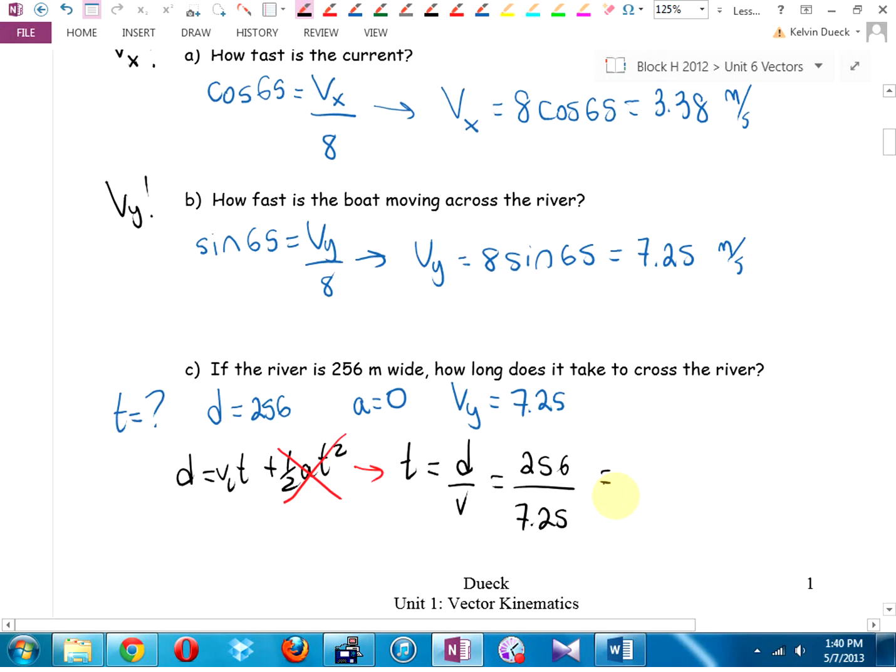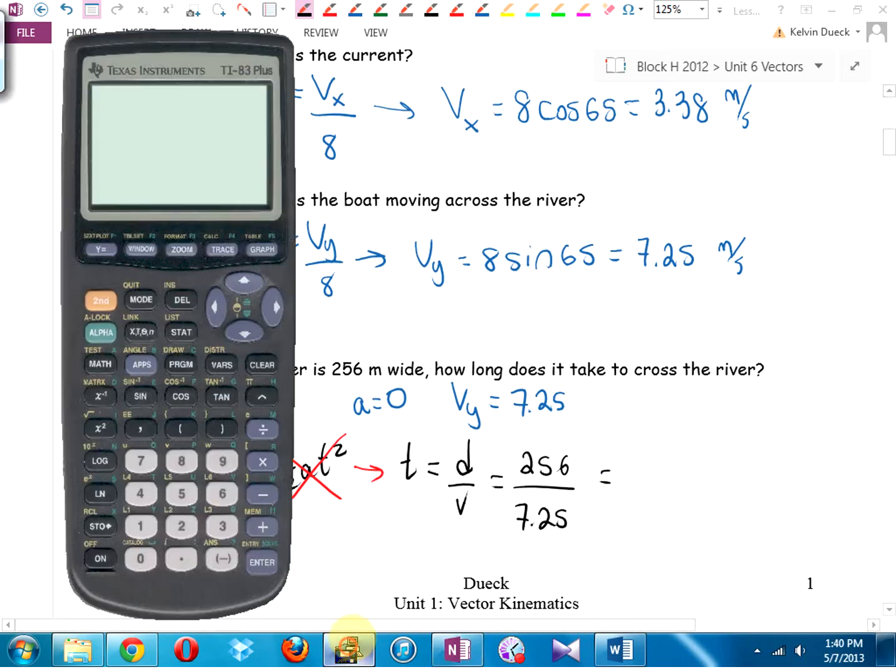I said time. I should have said velocity, 7.25. Yes, we're dividing. You heard me say times. I was looking at the T for some dumb reason and said time. Yeah, I never make mistakes.